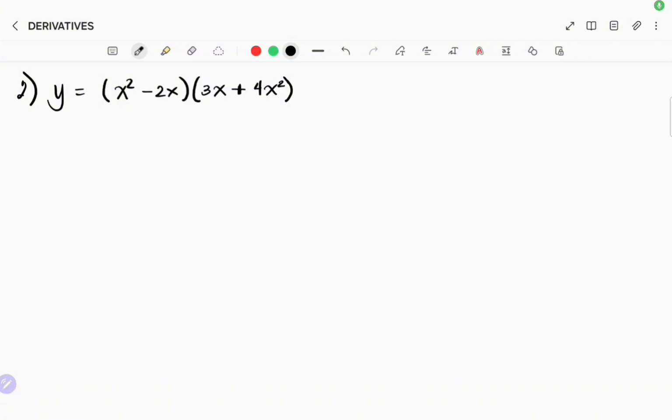So we have our second example. Y is equal to the quantity of x squared minus 2x times the quantity of 3x plus 4x squared. So we still have to remember the formula that the derivative is going to be u dv plus v du, and our u will be the first factor and v is the second factor. So let's start.